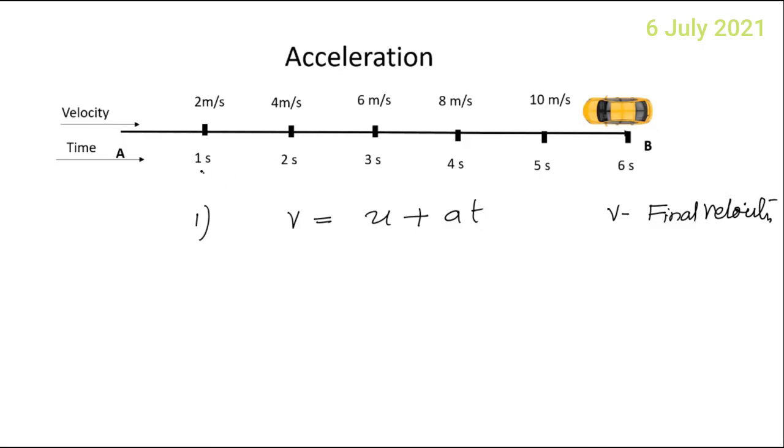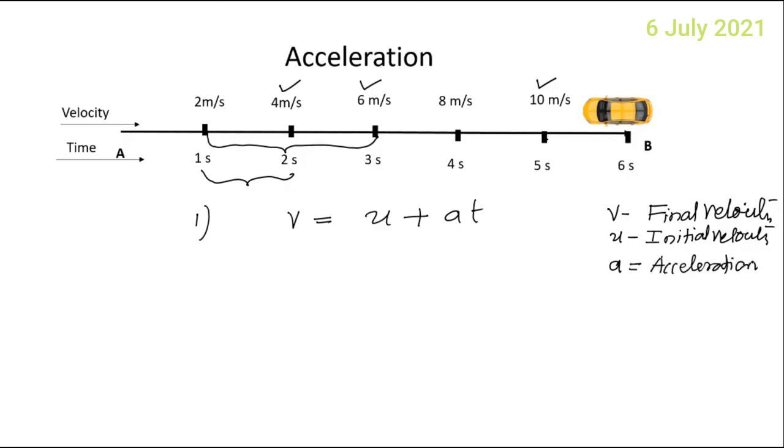If you take a time interval from here to here, what is the final velocity? 4 meter per second is the final velocity. If you take time interval from 1 second to 3 seconds, what is the final velocity? 6 meter per second. If you take throughout from 1 second to 5 seconds, final velocity is 10 meter per second. Now I hope you have understood what is final velocity. And then what does u stand for? u stands for initial velocity. So please remember this. You have to be very familiar with these symbols which are used. And what do you mean by small a? Small a is acceleration. Remember. And t is time taken.